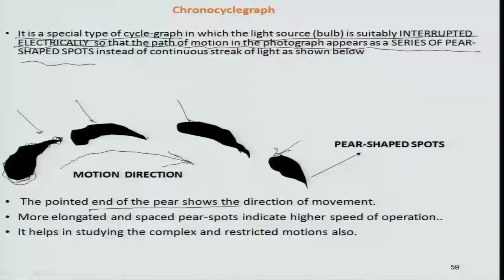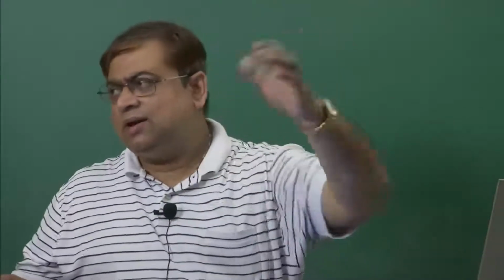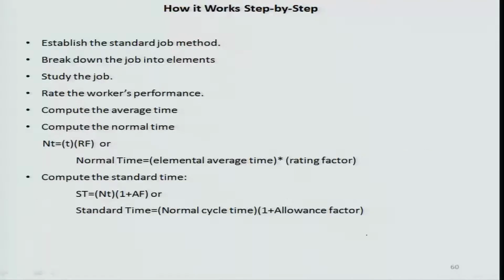So, the pointed end of the pear shows the direction of movement, and more elongated and spaced pear spots indicate higher speeds of operation, and so it can help in studying complex and restricted motions also, which otherwise may be a little difficult. For example, if the motion is along a corner, it is very difficult to otherwise find out what is the start and stop of such a motion. So, you could use this image analysis technique for intelligently finding out where exactly the hand is proceeding at what point of time, which can be considered as the task in totality.